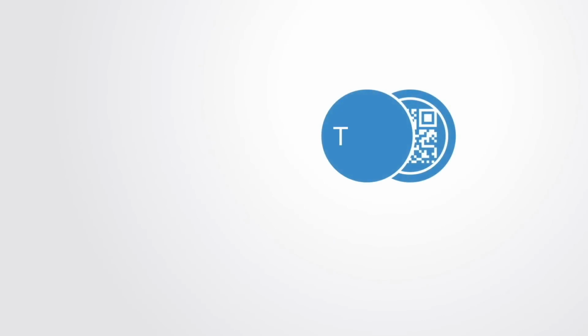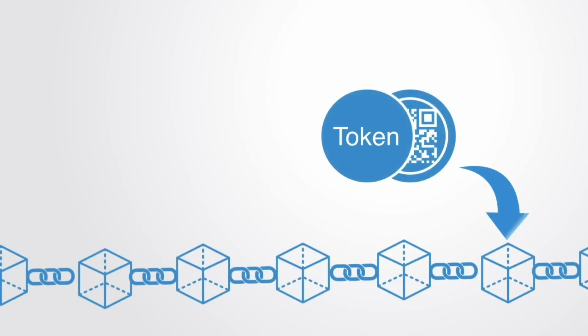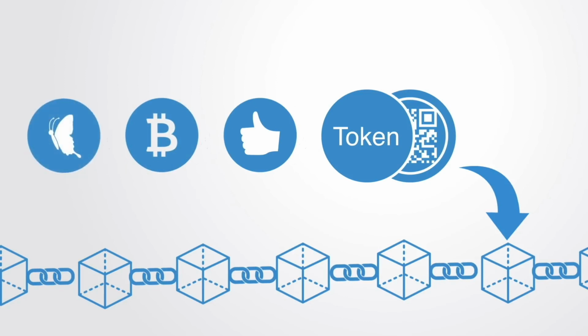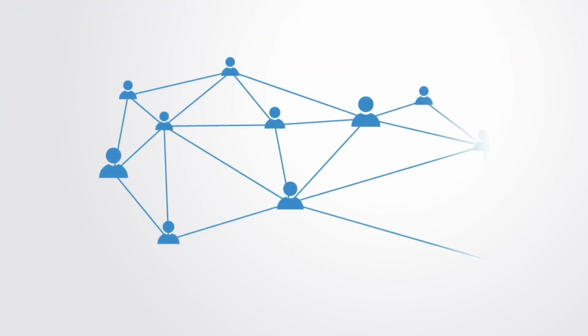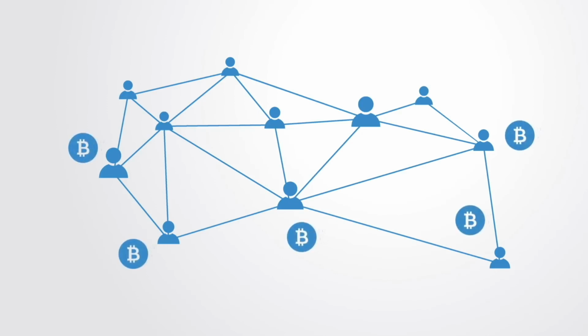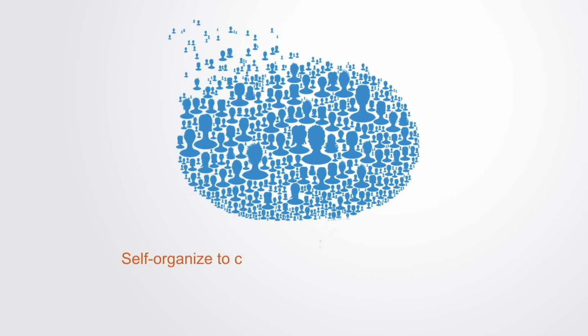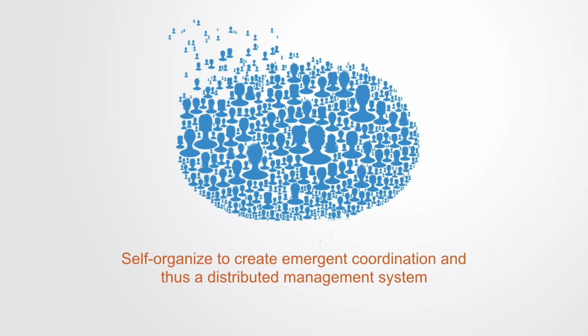A token is a quantified unit of value that is recorded on the blockchain. This value may be of any kind. It may be likes on social media, it might be a currency, it might be the integrity of an ecosystem, or it might be an electrical unit. Token networks consist of a network of independent nodes that act autonomously, but through incentive structures and the signaling system of the market, self-organized to create emergent coordination and thus a distributed management system.